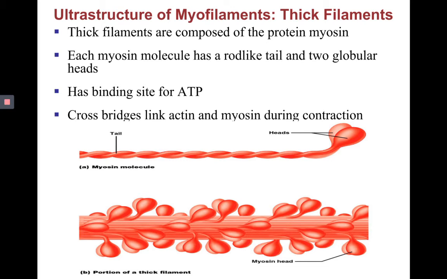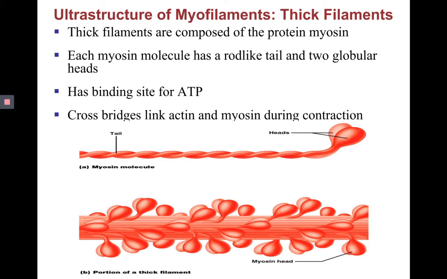On the heads, there is a location for ATP to attach, and that means that there is a binding site for ATP on the globular myosin heads. This binding site is going to be important for creating a cross bridge. A cross bridge is a link between actin and myosin, and it is required for skeletal muscle contraction.